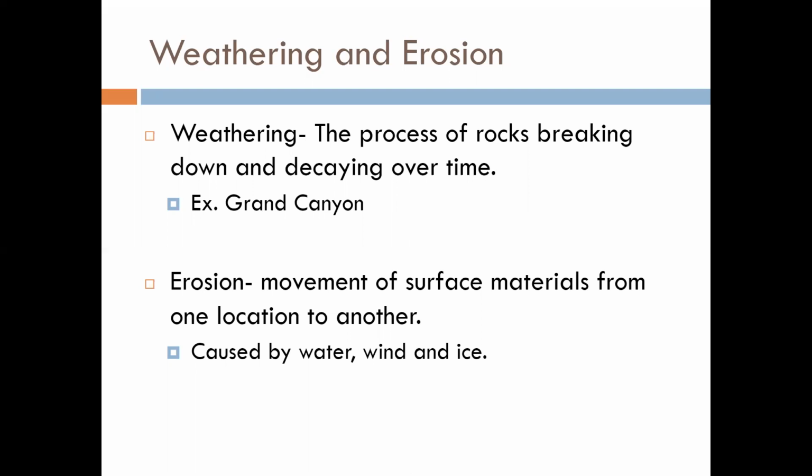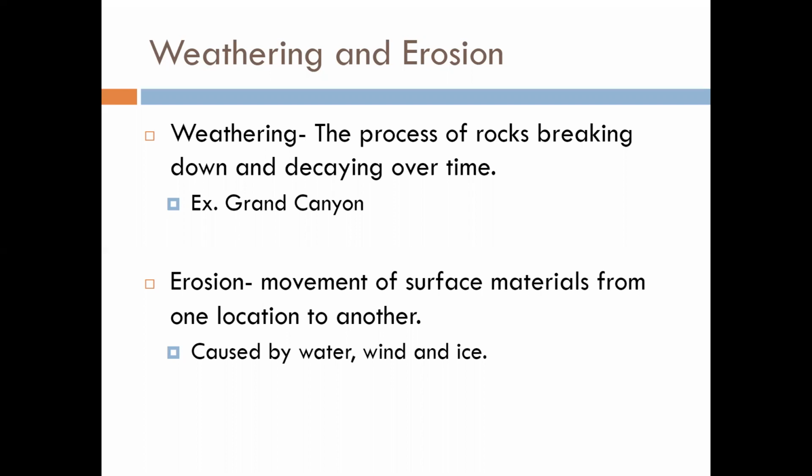Water can move silt materials to a different location. Wind is another powerful force that's able to move things. Think about the sand dunes in deserts. That's the result of the movement of surface materials, taking the sand and bringing it to form a sand dune. And then ice too. Icebergs can move, so that would be another form of erosion that ice can cause.